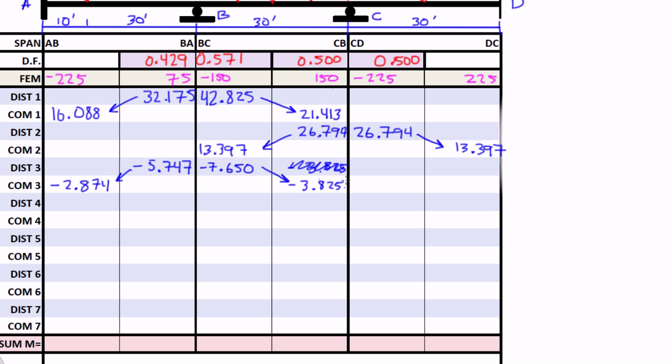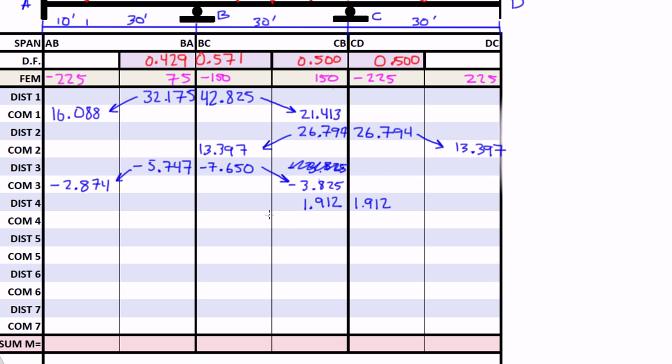And now we're back at joint C. So joint C, you do the same thing. You sum all the moments acting on joint C. It's 150, negative 225, 21.4, 26.7, 26.7, negative 3.8. Then you multiply it by 0.5 and you switch the sign and you should get 1.912. On the right side, you do the same thing. You sum all of them, multiply it by 0.5, flip the sign, you should also get 1.912.